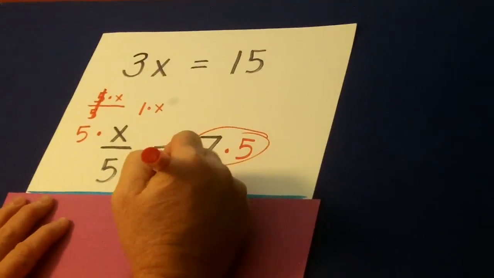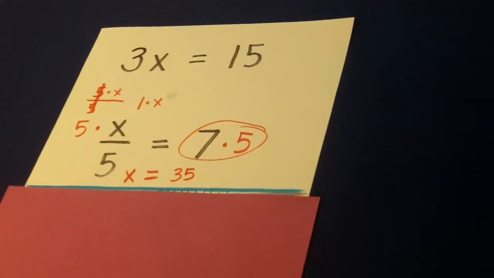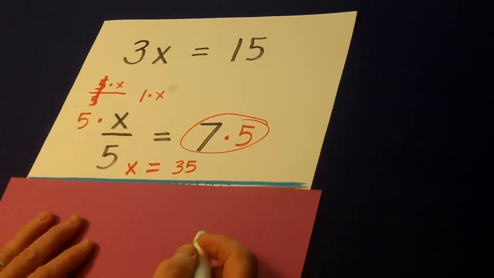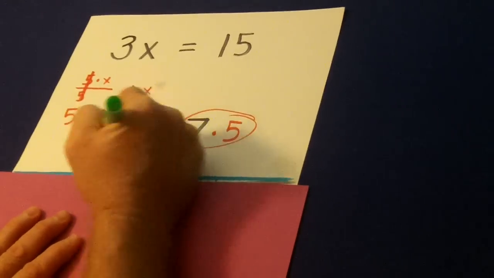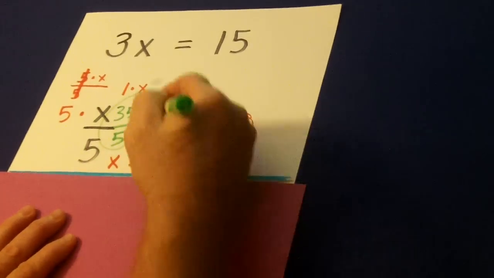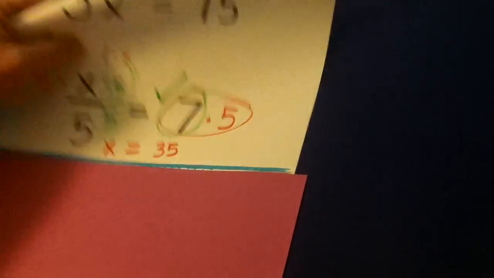Multiply by 5 both sides, 35. Now, let's see if this works out if we check. This is 35 over 5 is 7. Check. Okay.